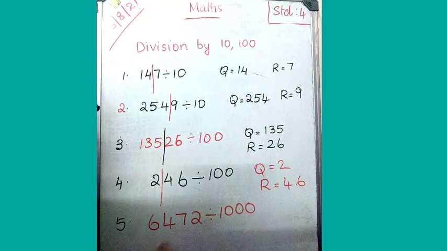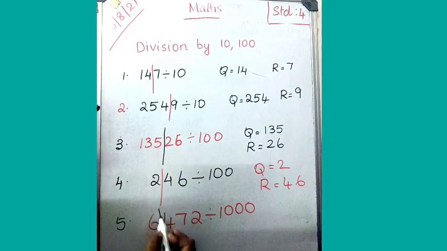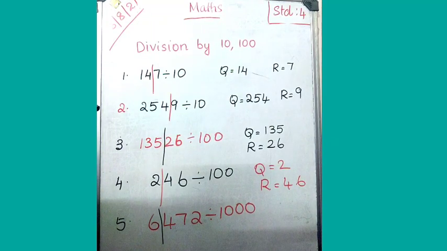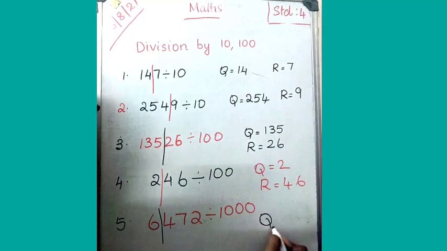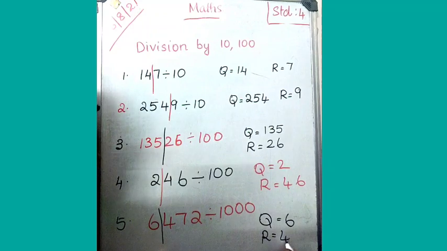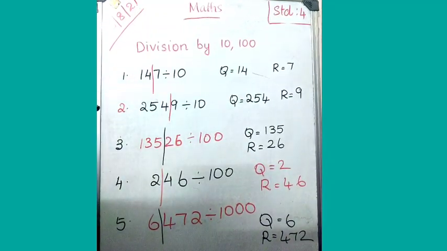6472 divided by 1000. How many zeros here? In 1000, 3 zeros. So how many digits go as a remainder? Ones place, tens place and hundreds place. 3 places go as the remainder. So here the quotient will be 6 and the remainder will be 472. Like this you have to do exercise 5.4.